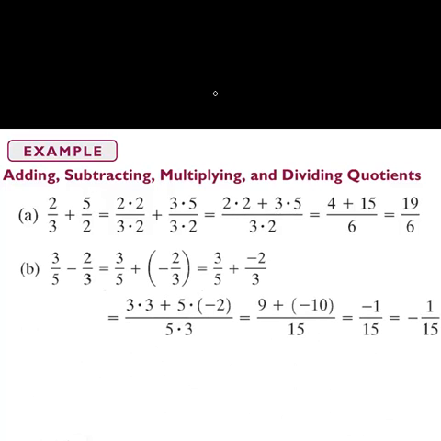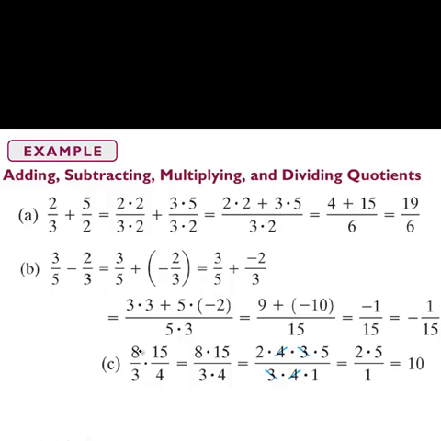Or if you're going to take 3/5 minus 2/3, so again, you need to get a common denominator, which would be 15. So you multiply this first fraction by 3 over 3. Take the second fraction, multiply by 5 over 5, and then subtract the numerators. All right, which would give you the result of negative 1/15.